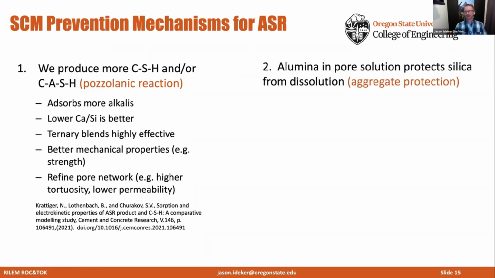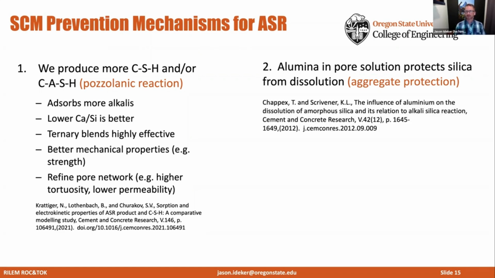One of the other things that SCMs do, especially those that are high in alumina, is that they can contribute alumina to the pore solution. And we know that that helps to protect the silica from the aggregate from dissolving. And of course, we use less OPC, so there can be a dilution there and a reduction in the alkalis coming from the Portland cement.